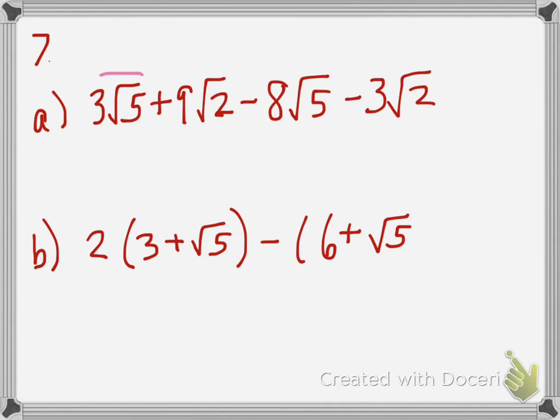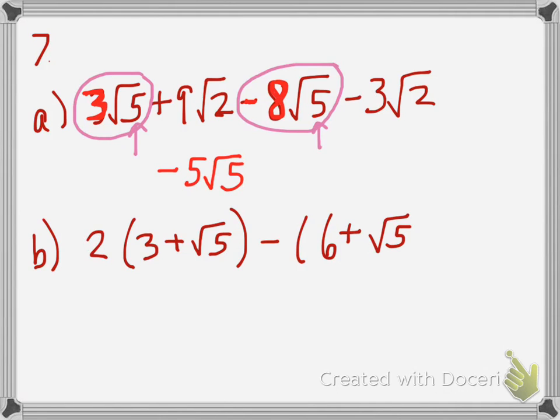For instance, 3 root 5s I can combine with negative 8 root 5s because they have the same numbers on the inside. Those are called the radicands. So to combine like terms here, you just combine the coefficients, the numbers on the outside. So I have 3 root 5s, and if I subtract 8 root 5s from that using the signs directly in front, 3 minus 8 would be negative 5 root 5s.